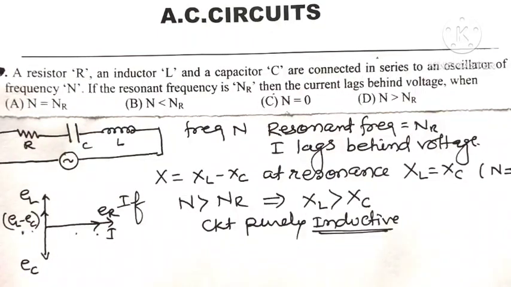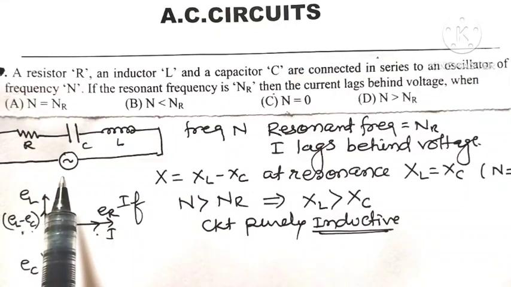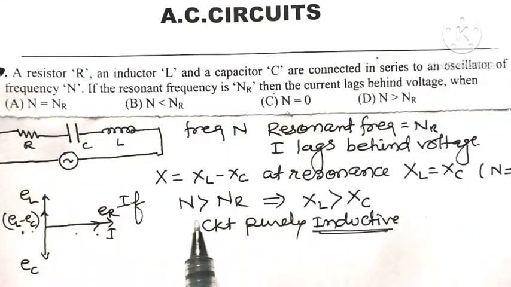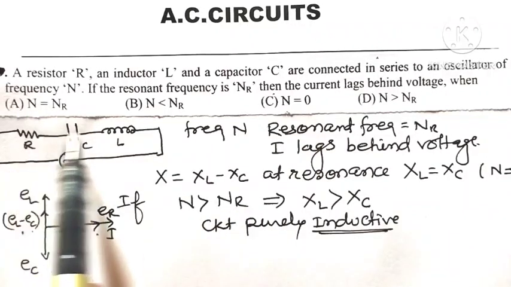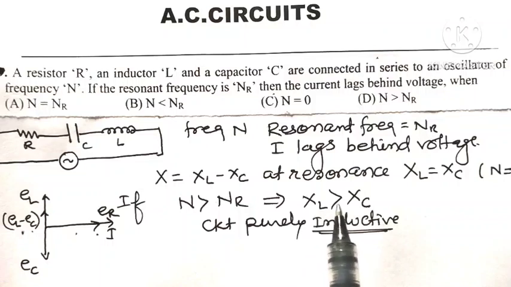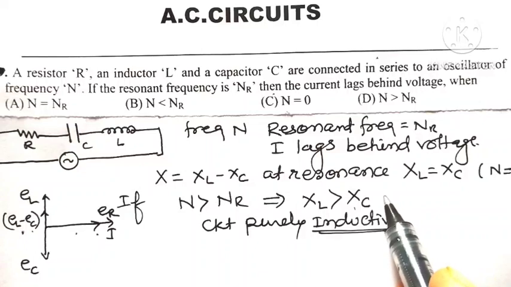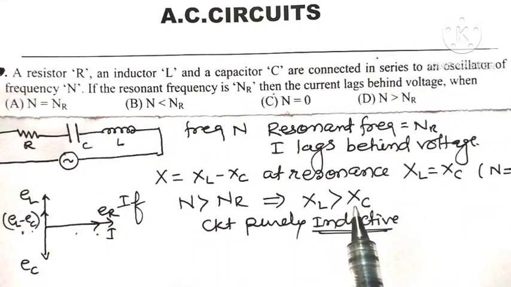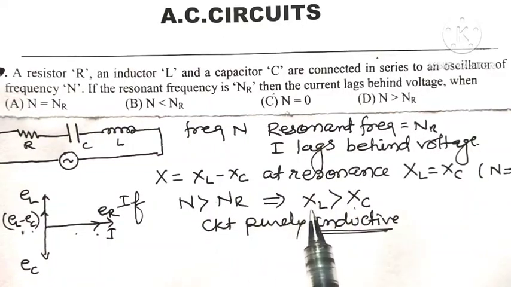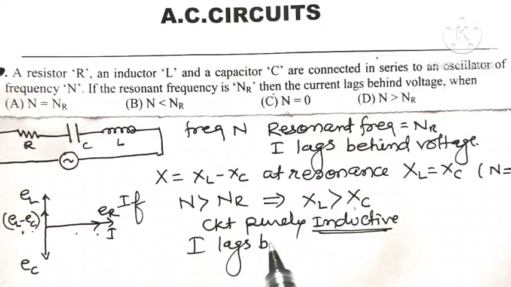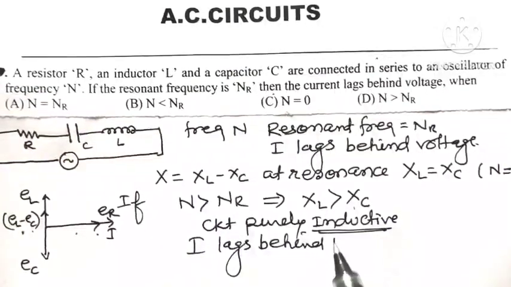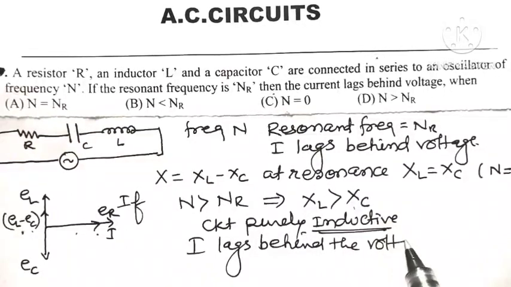So remember, whenever the frequency of the applied EMF is greater than the resonance frequency of the series LCR circuit, inductive reactance is greater than capacitive reactance. Why? Because XL equals omega L and XC equals 1 upon 2 pi F C. So when N is greater than N_R, XL is greater than XC, the circuit is inductive, and current I lags behind the voltage V.